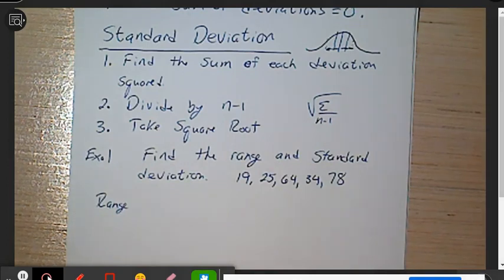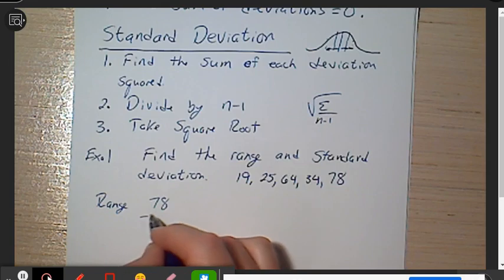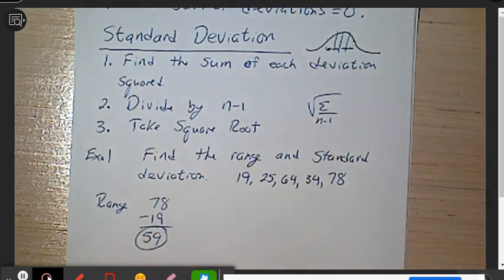Okay, and again, range, pretty straightforward. Find your highest number, 78. Find your lowest number, 19. Subtract those two, and then your range would be 59.